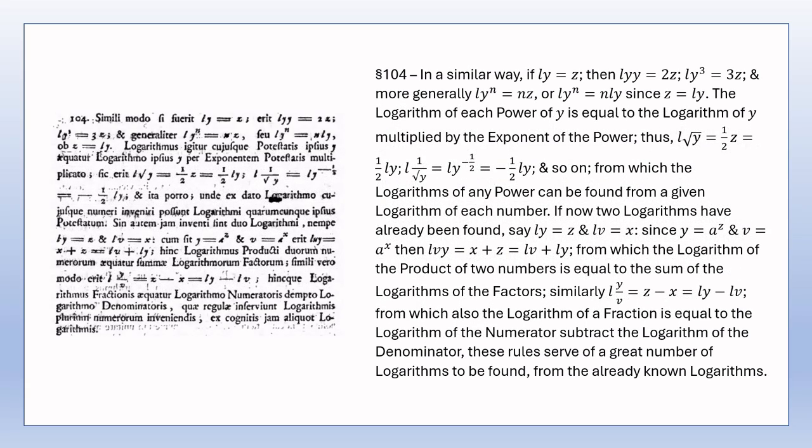Section 104 gives further properties of logarithms. In some cases, a few examples are given to establish a pattern from which the general law is to be presumably extracted by the reader. Euler doesn't express all of his general results explicitly in a general form.